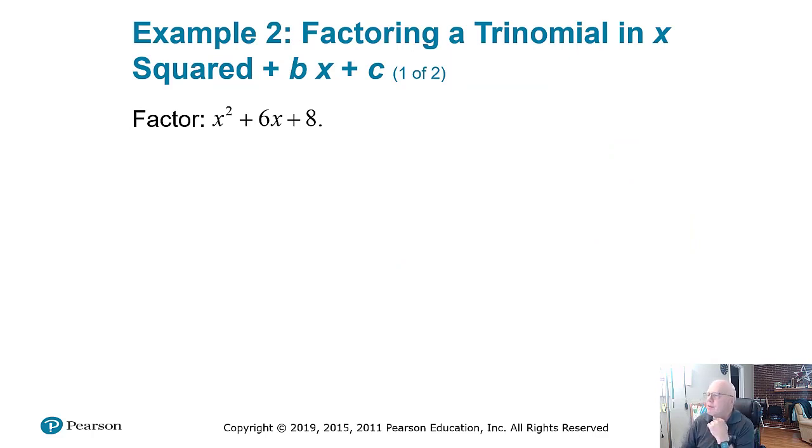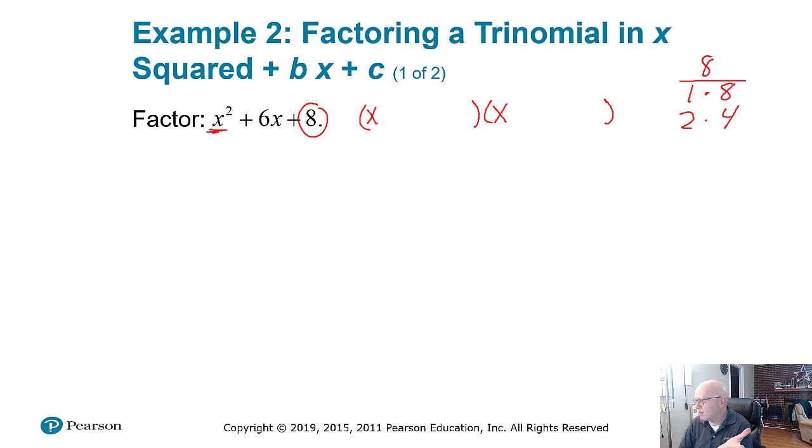So here's an example we can use for practice. So first of all, we've got the 1x squared. The only way we can get that 1x squared is by having an x here and an x there. The only way. So you can put that in ink if you want to, provided it can be factored. And then you take the 8. Make a list. How could you get an 8? Well, it could be 1 times 8, or it could be 2 times 4. Those are the only ways.